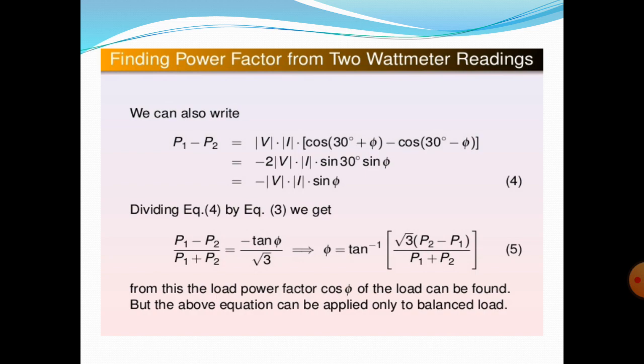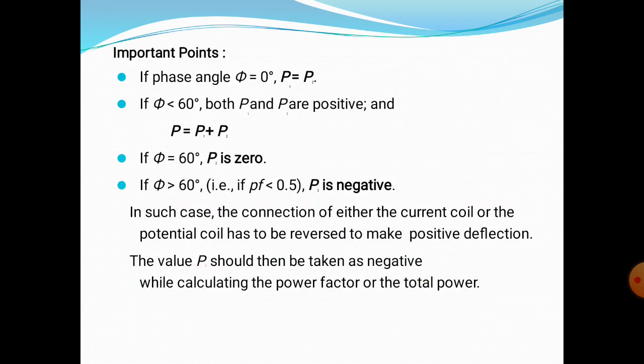This is the final equation for finding the power factor from the two wattmeter method. This equation can be applied only for a balanced load. And these are the important points. Phase angle phi equal to 0 means P1 is equal to P2. That means the two wattmeter powers are also the same.